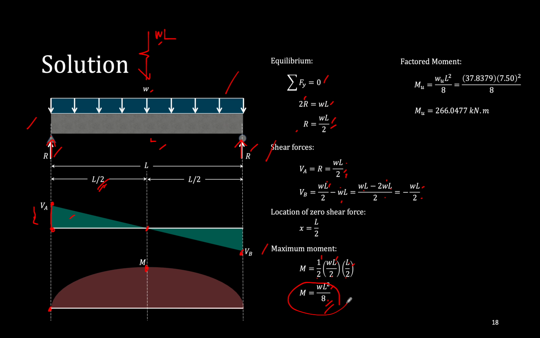Since madetermine natin yung maximum moment, we will now be able to substitute yung mga values ng ating uniformly distributed load, tsaka yung ating length. So MU is equivalent to WU. Ito yung factored na uniform distributed load from our load analysis sa previous na example, which is 37.8379 kilonewton per meter, times yung L natin na 7.5, squared, then i-divide sa 8. So ito na ngayon yung ating answer. MU is now equivalent to 266.0477 kilonewton meter. Ito na ngayon ang gagamitin natin na critical na factor bending moment sa ating structural design.